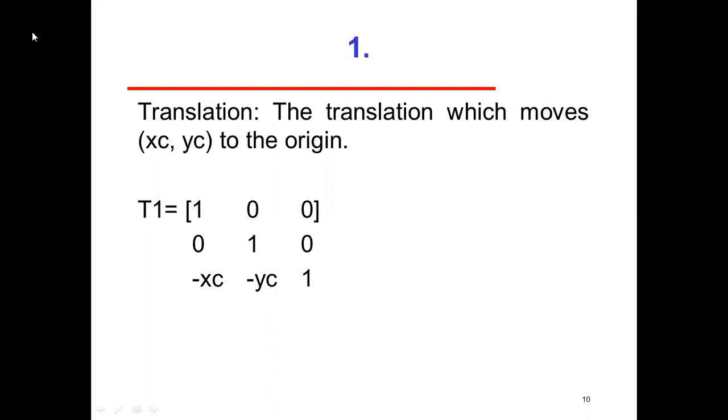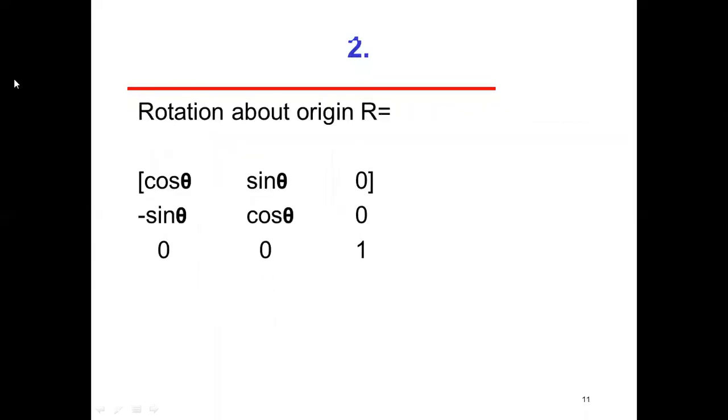I hope it is clear up to this point. Why are we doing this? Because we want to rotate our object about the arbitrary point. So in the first step we just change the sign of tx and ty and place xc and yc, and after that we will rotate.